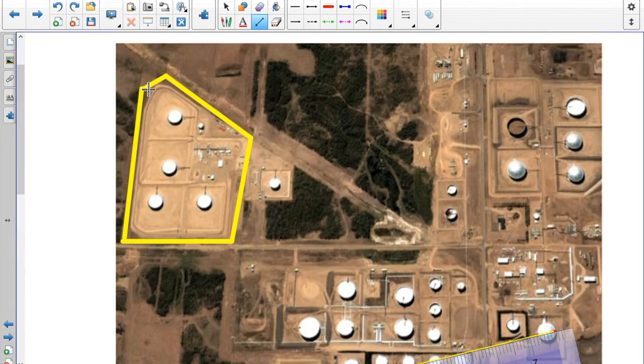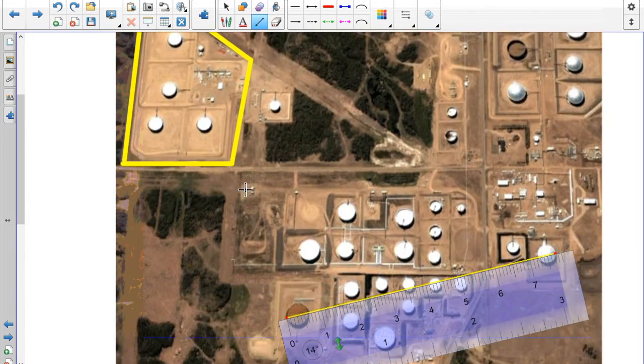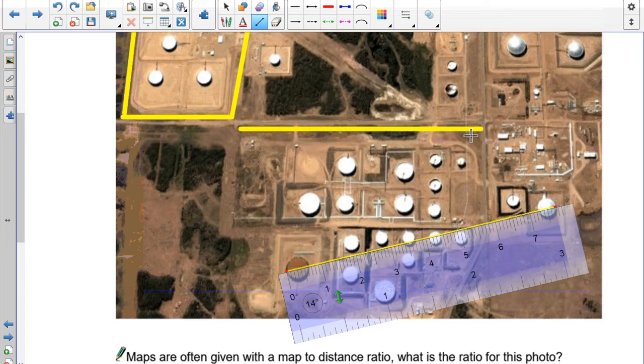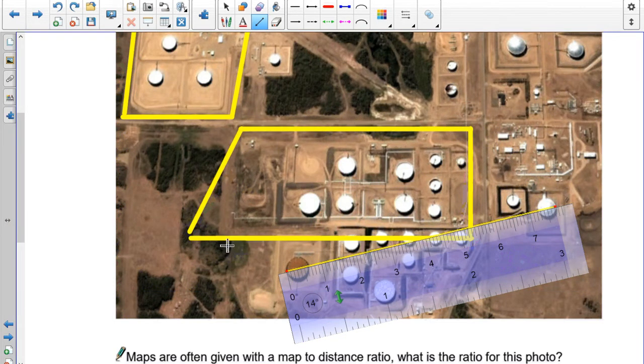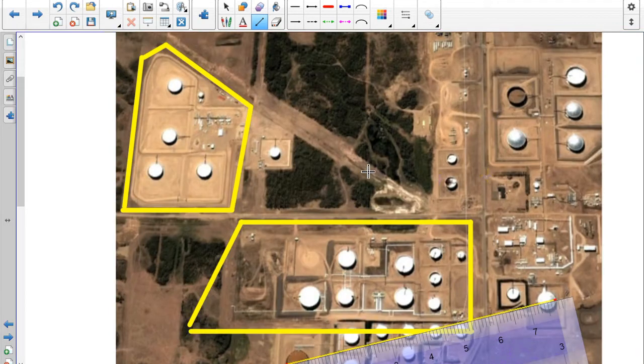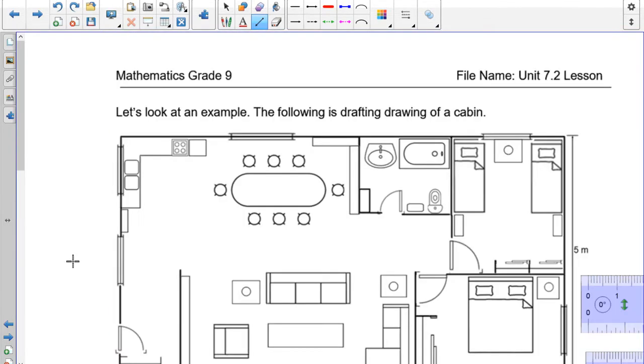So for calculating the distance around the outside here, maybe you want to fence this off, that's very simple to do. You could also measure whatever else you wanted on this diagram, and you could actually find out what that distance is. This is a drafting of a cabin, and this would be what we call a reduction. It's a reduction because we've taken the real object, which is the cabin, and reduced it down to be on a piece of paper.